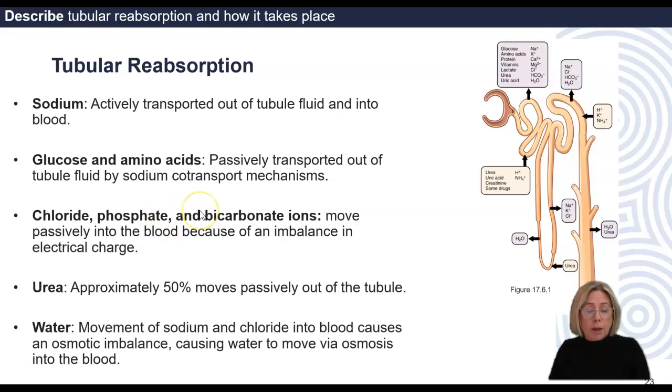Chloride, phosphate, and bicarbonate ions move passively into the blood because of an imbalance in electrical charge. The urea, approximately 50%, moves passively out of the tubule. And as I mentioned, the movement of sodium and chloride into the blood causes an osmotic imbalance, that will then cause water to move via osmosis into the blood.